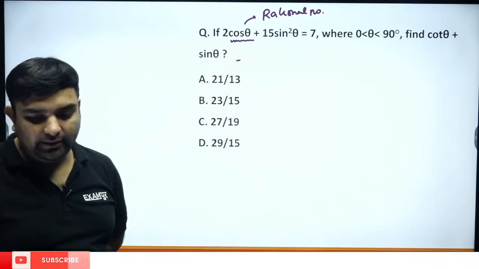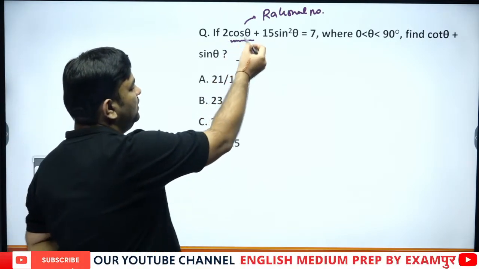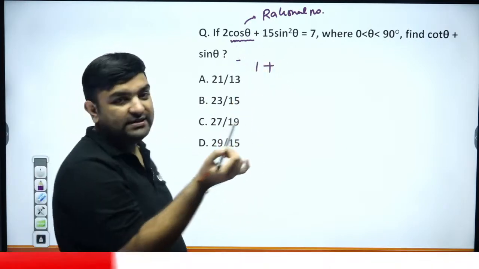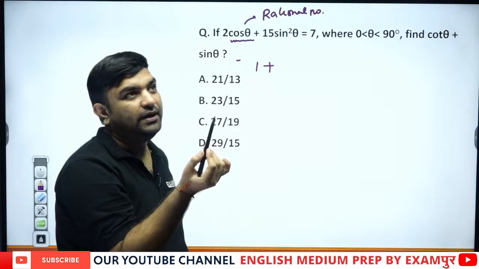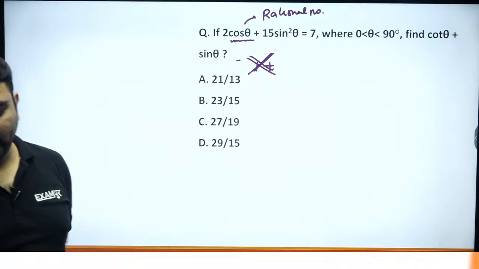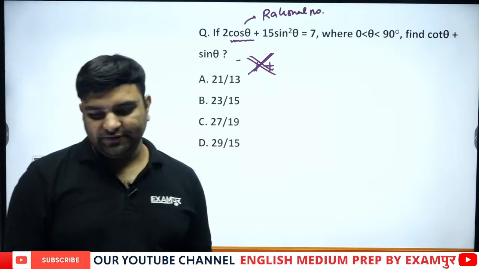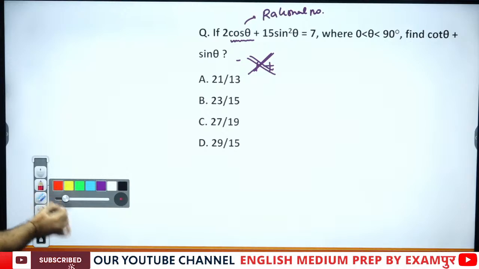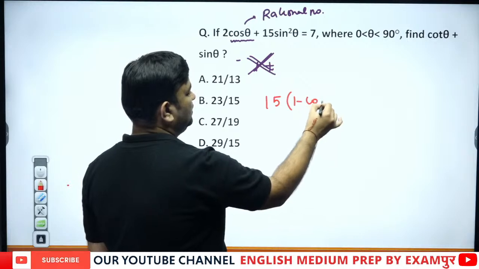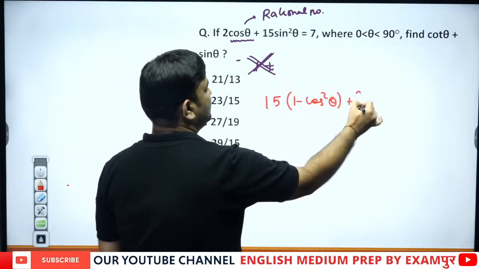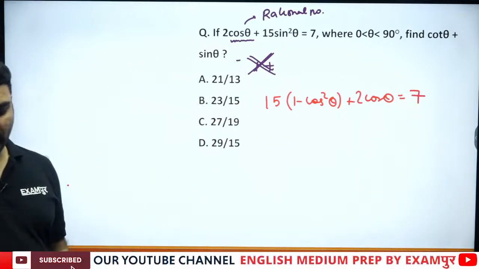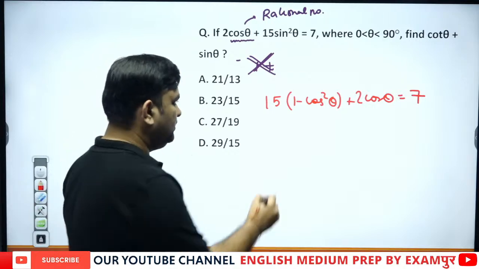So, cos theta is 1 by 2 for 60 degrees. So, 2 into 1 by 2 is 1. And sine 60 is root 3 by 2, and the square of root 3 by 2 is 3 by 4. No, it will not satisfy for any famous value. You have to go for quadratic for sure. No other chance.